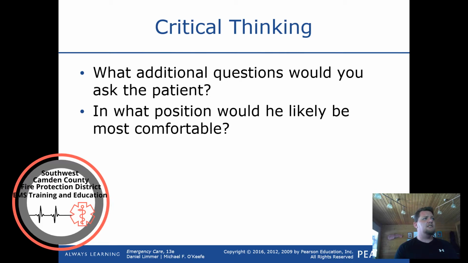So then what position would he most likely be comfortable in? Position of comfort for this patient, I mean, whatever he's going to do. If he wants to sit up with his legs drawn to his knees, if he wants to lie in the fetal position, he's more than welcome to. Okay.